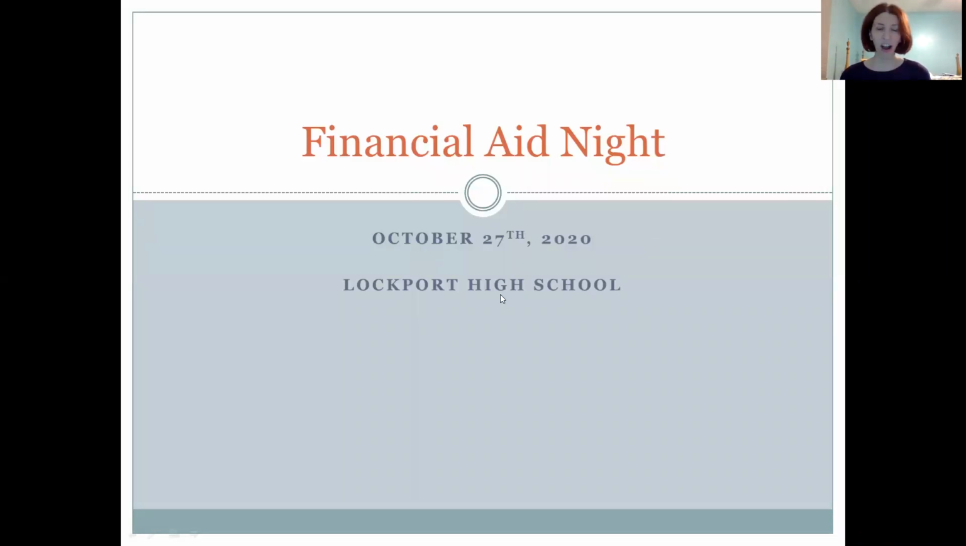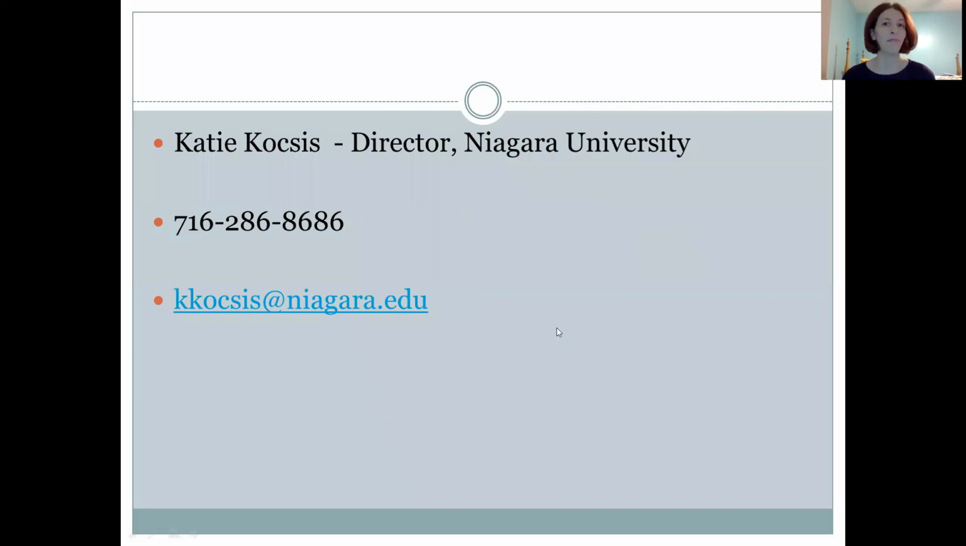And even though I'm from Niagara, what we talk about today is not geared toward Niagara University. It's about financial aid in general. Whether you're going to a state university or a private school, this is for financial aid as a general overview.